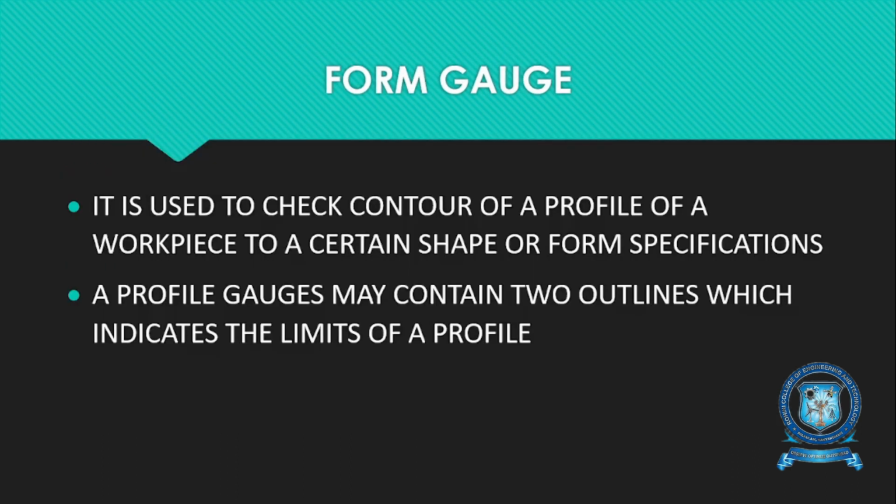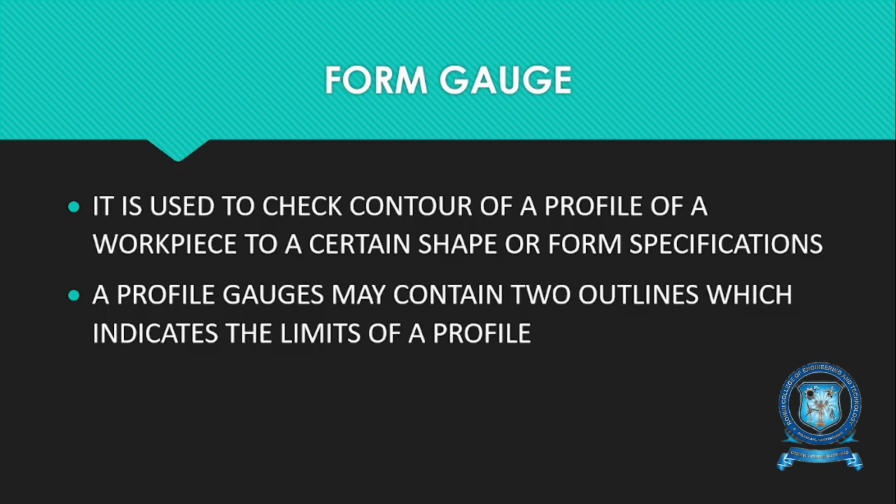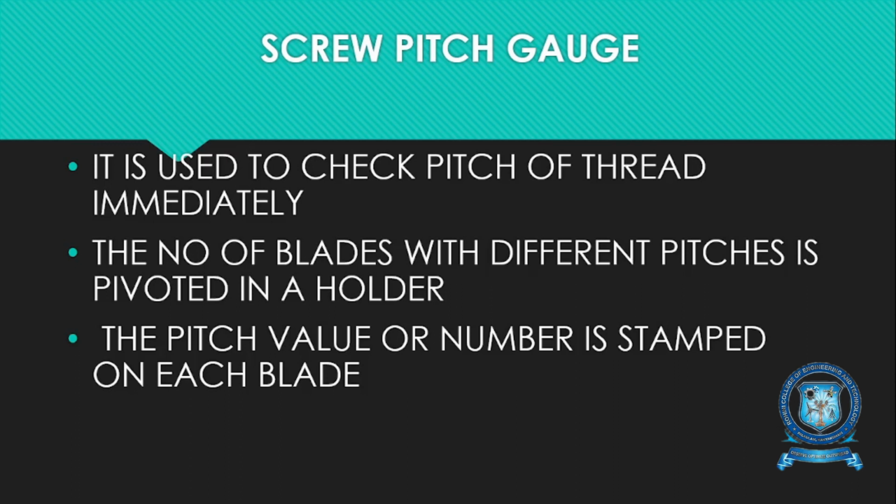And next one is the form gauge. This form gauge is used to check the contour of a profile workpiece to a certain shape or form specification. A profile gauge may contain outlines which indicate the limits of a profile. Then this is the screw pitch gauge. This screw gauge is used to check the pitch of the thread, and the number of blades with different pitches are pivoted in a holder. The pitch value or number is stamped on each blade.